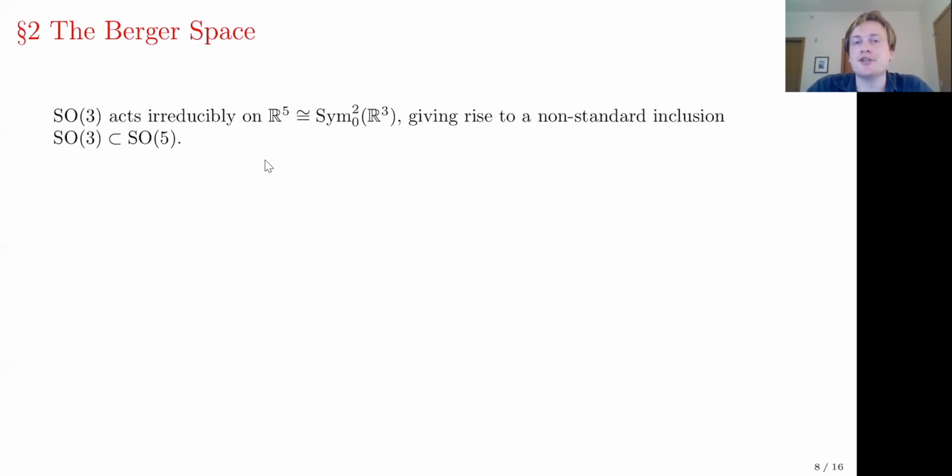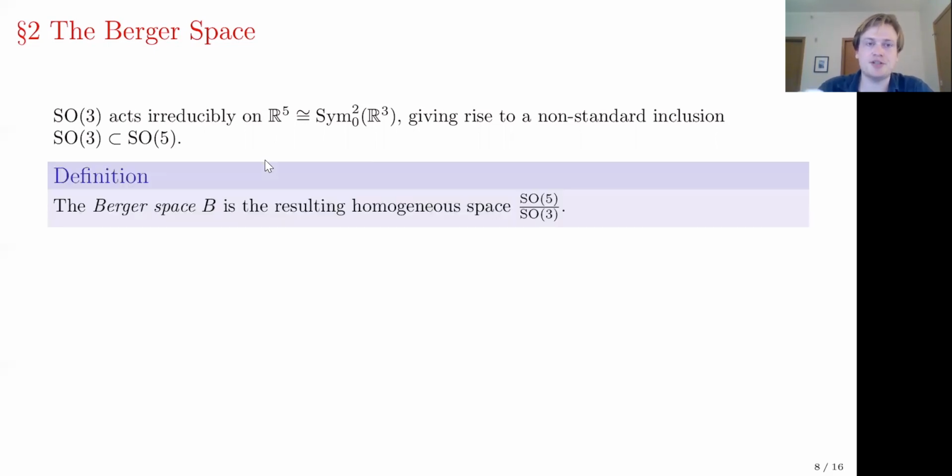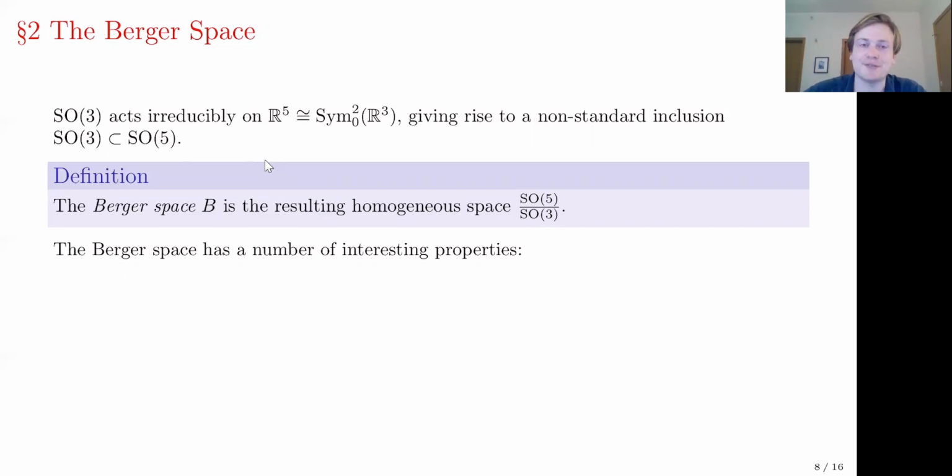And this SO(3) acts irreducibly, so this inclusion really is not the standard inclusion whatsoever, because it gives you a different representation. Now the Berger space B is going to be the resulting homogeneous space where you take SO(5) and you quotient it by this non-standard SO(3) that lives in there. Now the Berger space, I think it's a really interesting example of a 7-manifold. It has a lot of interesting properties.